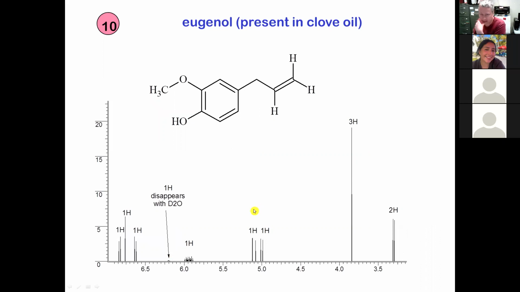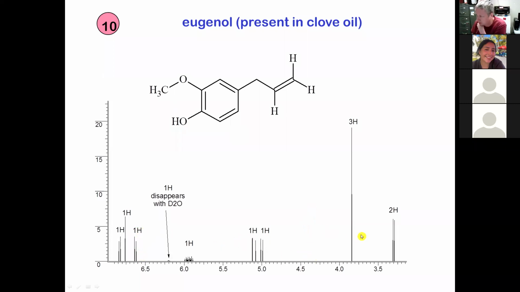I think this might be the last example. Eugenol. This is a real molecule. It's present in clove oil. You may have worked with it in Organic 1 lab. It totally smells like cloves. But it's a real molecule. Let's just see the best we can do.